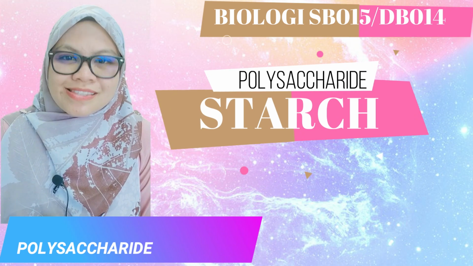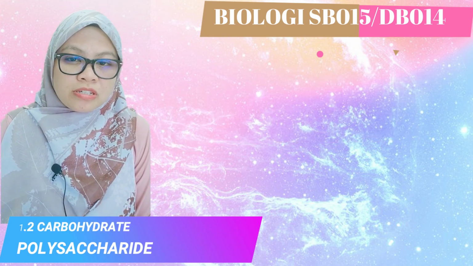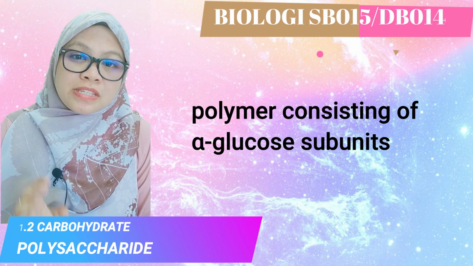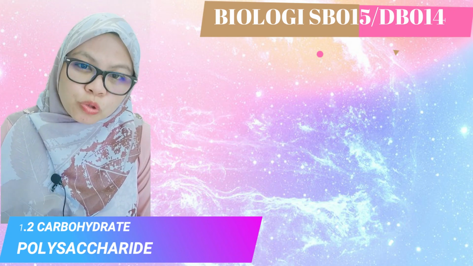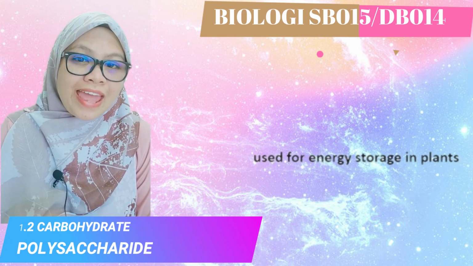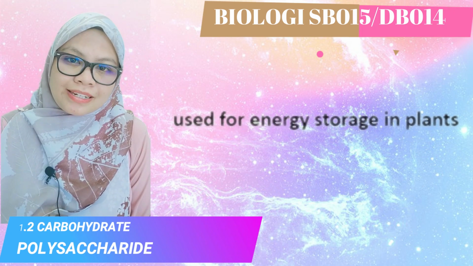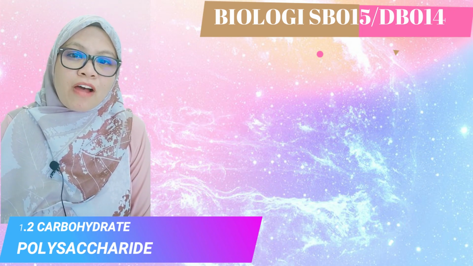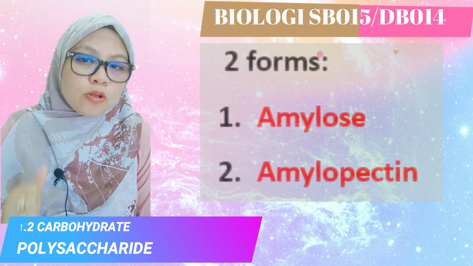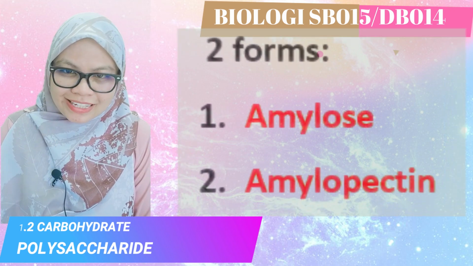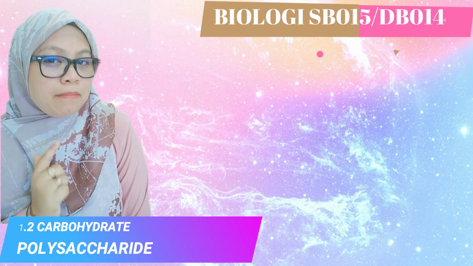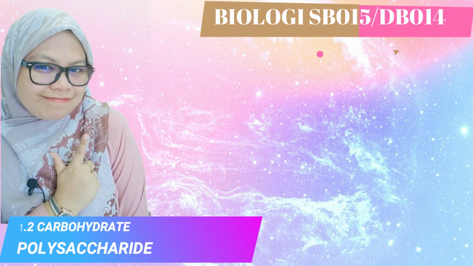Number 1 is starch. For your information, starch is made up of the monosaccharide alpha glucose. This starch is actually the energy storage in plants. Starch can be found in two different forms, which are amylose and amylopectin. So let's look at what is different between amylose and amylopectin.